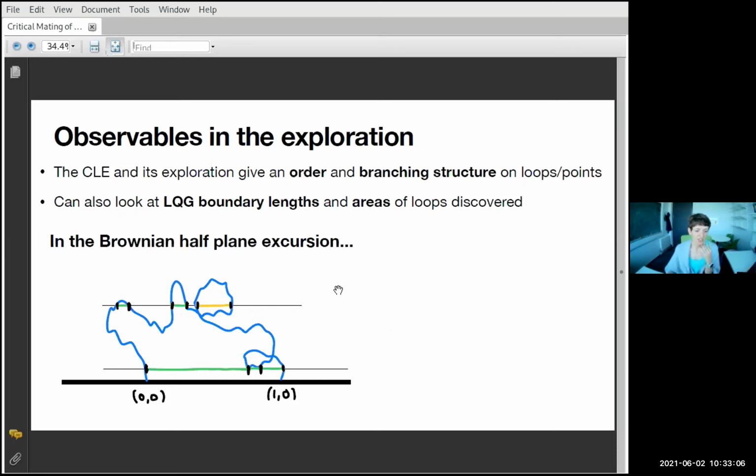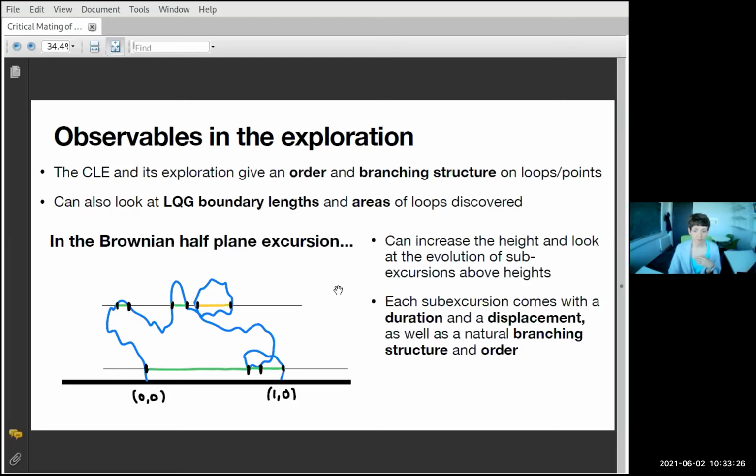And in fact, you also see that there's a natural branching structure. You can see it from this process of looking at sub-excursions above heights is actually the same branching structure induced by the y-coordinate CRT. As you increase the height, you see that sub-excursions will split and they will die. So there's a natural branching structure encoded by or embedded in the Brownian half-plane excursion.